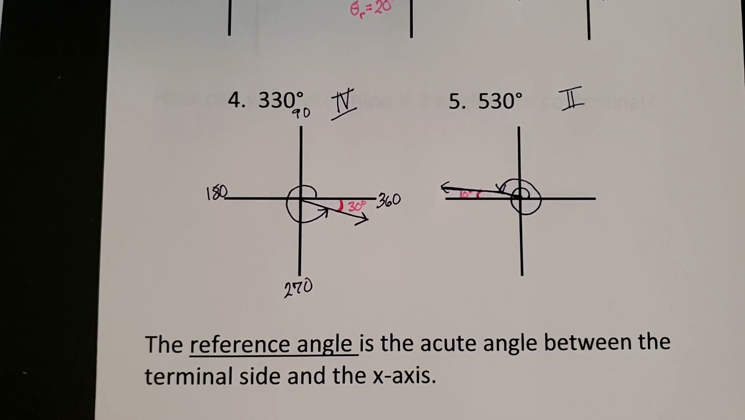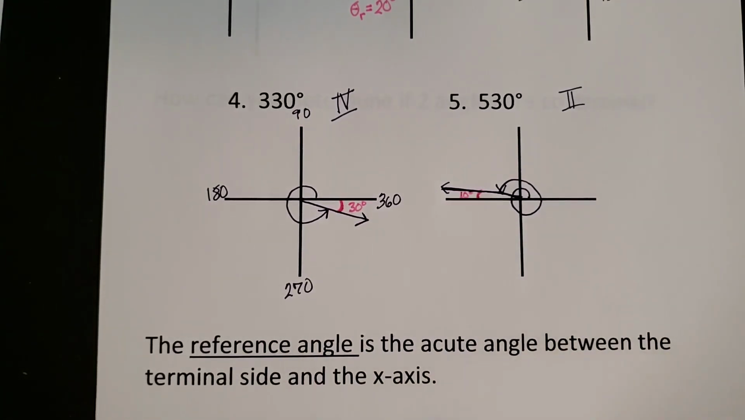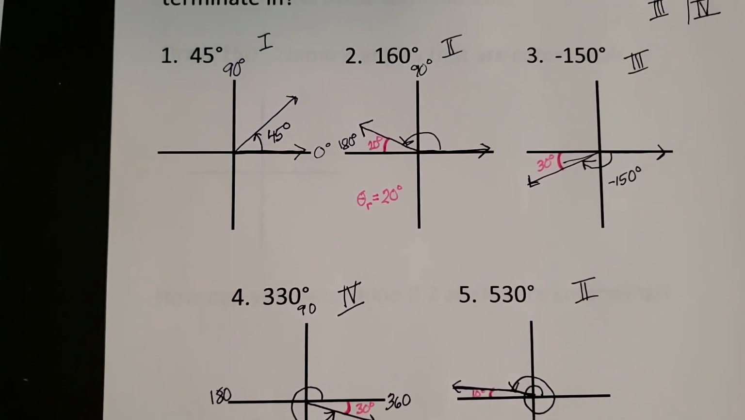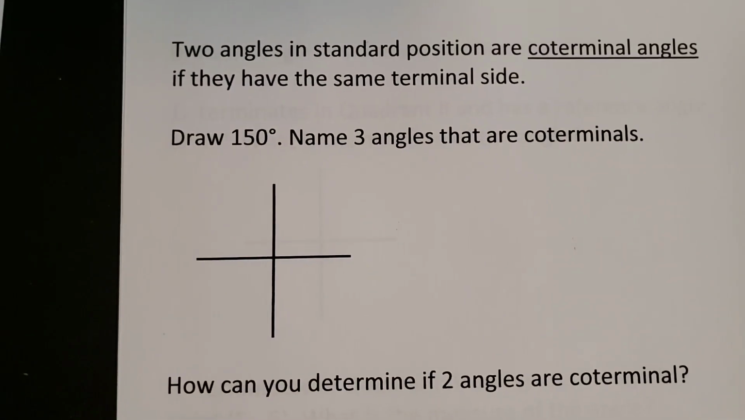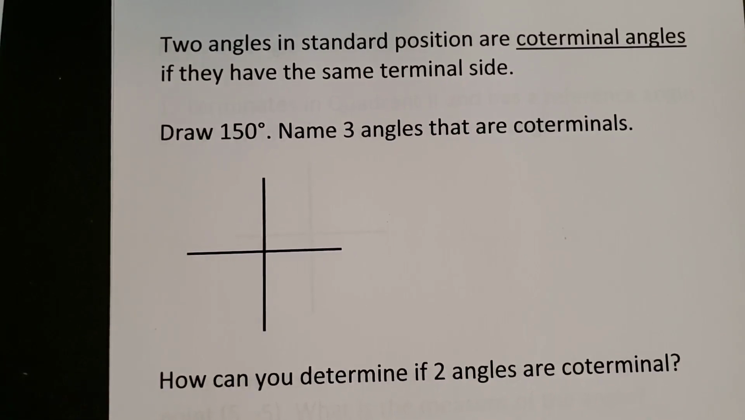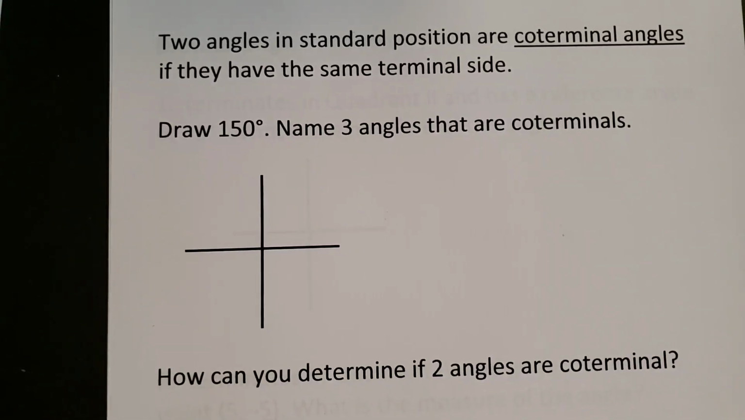These reference angles are going to help us a little bit later on as we develop something called the unit circle and look at trig values. All right. So another definition we need to keep in mind here is that of coterminal angles. Two angles in standard position are coterminal if they have the same terminal side, meaning they end in the same quadrant at the exact same place, but they have a different number value.